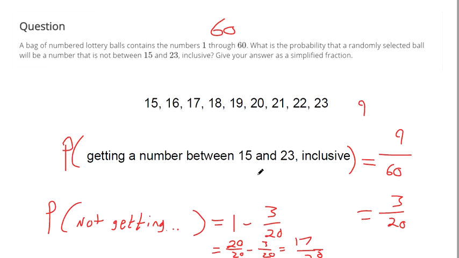Same thing here. I found the probability that we get a number between 15 and 23. And then I subtracted it from 1. That will give us the probability of not getting a number between 15 and 23. So I understand if that's still confusing. Let's do another one though.